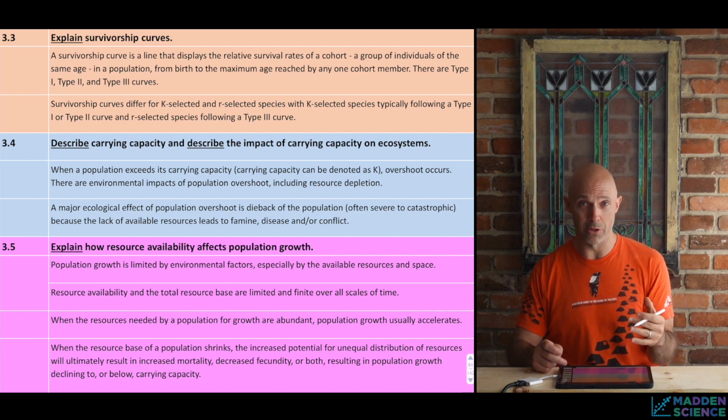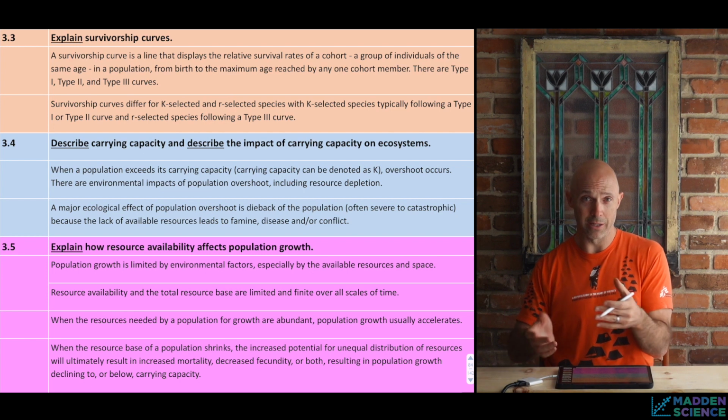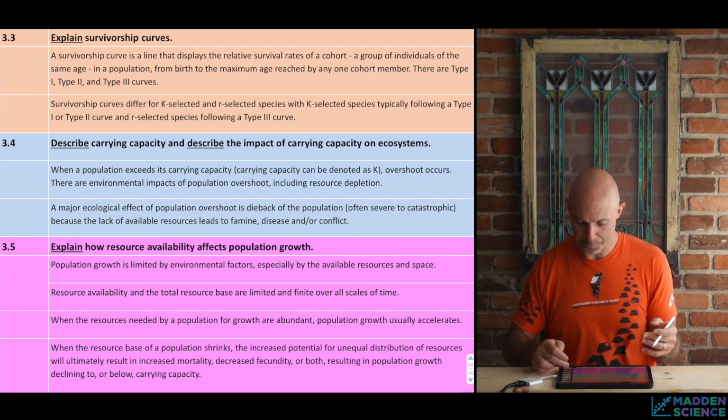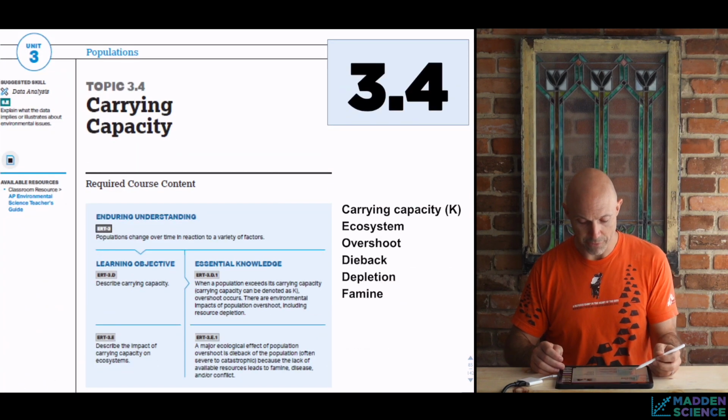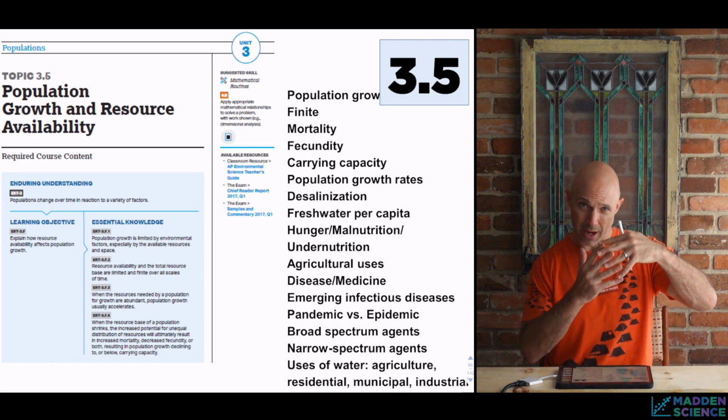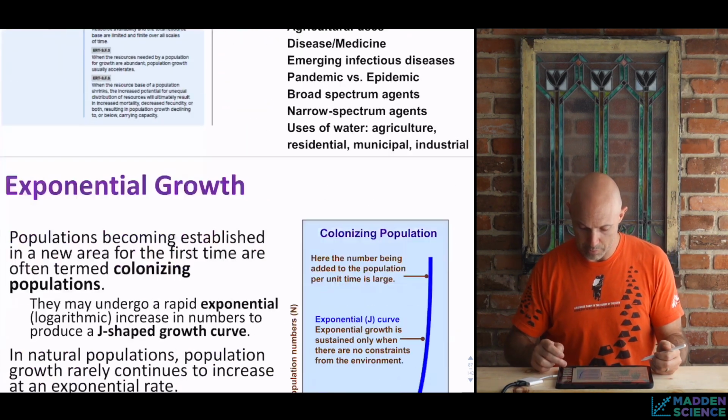The part of being able to do these flipped classroom lessons is that we can devote time in class to your questions and activities and labs. All right, 3.4, we'll start with carrying capacity, and 3.5 with population growth. So those two kind of are merged together.